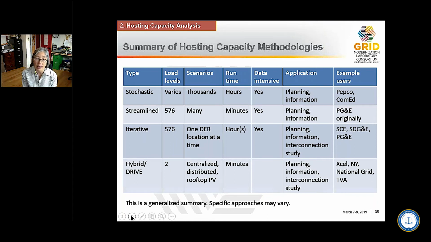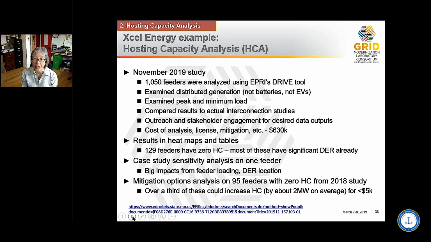Then the last one is there are hybrid methods, the most popular of which is EPRI's Drive. And this is a tool that a lot of utilities are now using that can sort of take some of the different aspects of the other models and combine them to make something that runs quickly, but still gives you a little bit of that iterative answer, but with a sort of stochastic approach. Okay, if you go to the next slide, Carrie, I'm going to give an example of Xcel Energy.